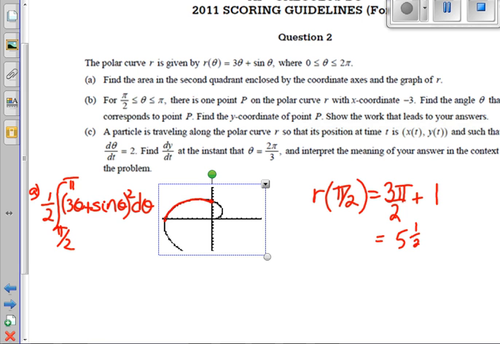I don't think I have the answers here either. So let's check that out. What if it's pi? If theta is pi, then r of pi is 3 pi. How big is 3 pi? Plus the sine of pi. So that's 9. That looks like, because remember my window was 10. So I'm going to guess that that's probably right.